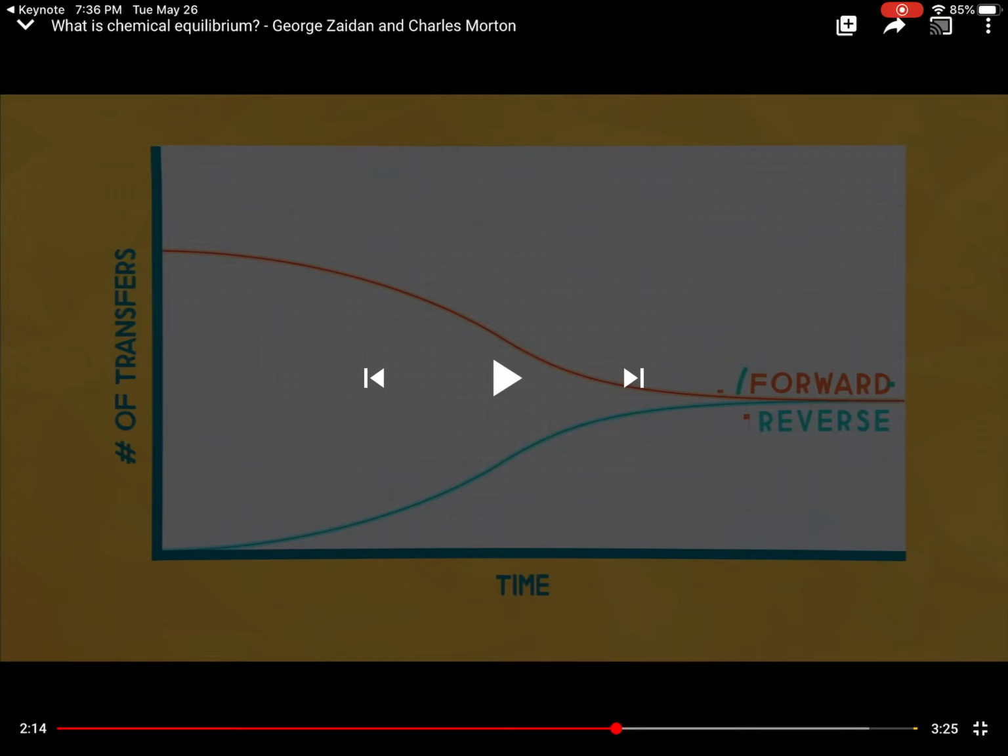Now, I don't disagree with that. I don't like that they say that they're going to meet. They don't necessarily meet. The reason why the forward reaction is so fast in the beginning is because you have almost nothing, well, you have nothing but reactants.